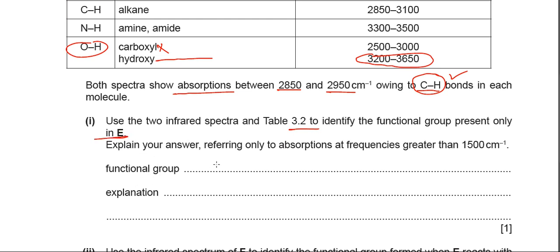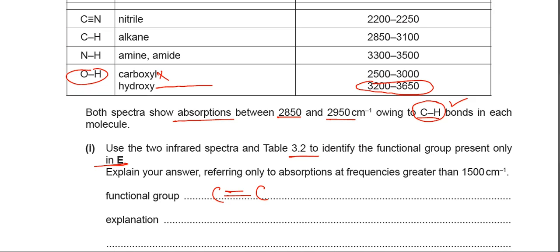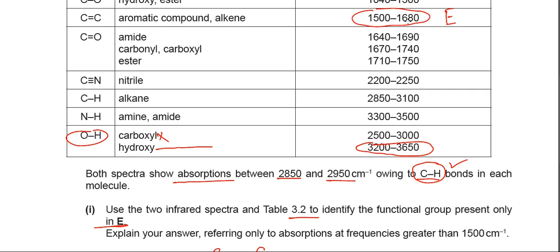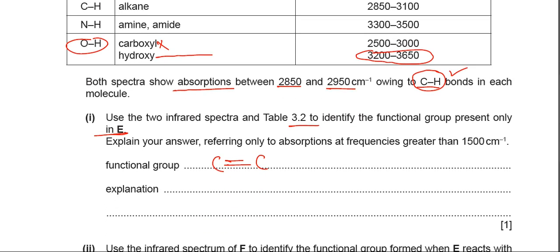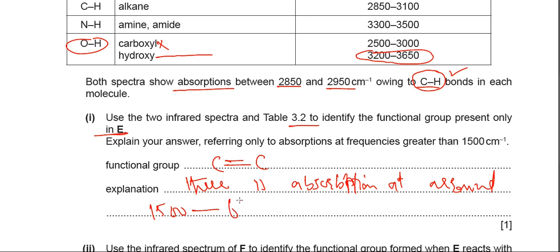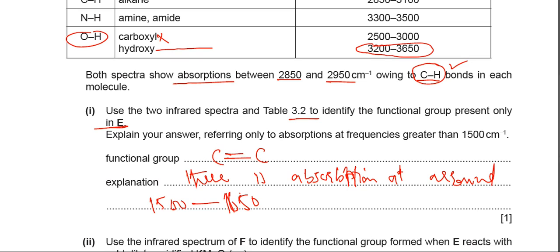So the functional group, as I clearly mentioned, is C double bond C. The reason is that you just have to quote the value for C double bond C. What was it? 1500 to 1680. So we can say there is absorption at around 1500 to 1650. Okay, so this could be the reason for mentioning that there is a C double bond C, carbon to carbon double bond.